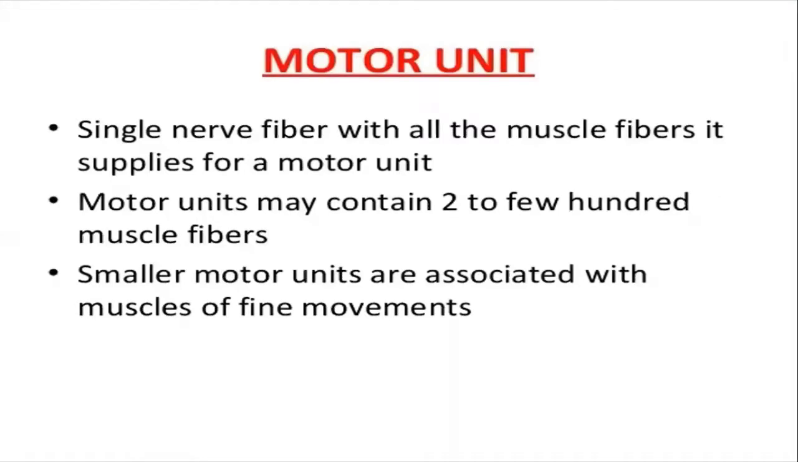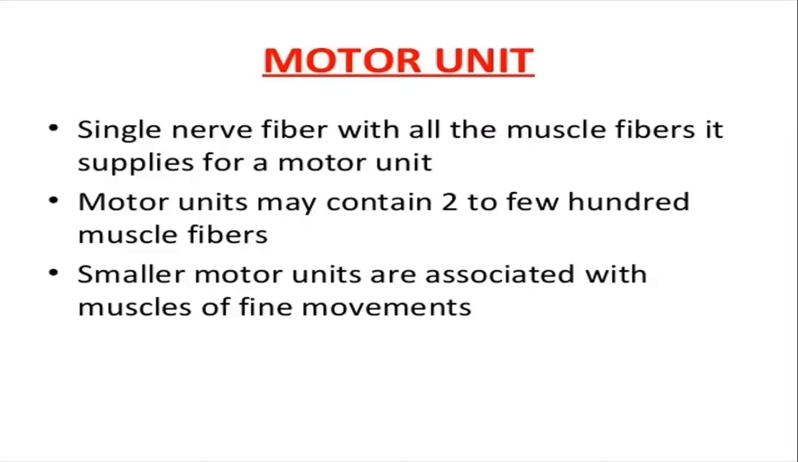A motor unit is a single nerve fiber and the number of muscle fibers it supplies. We have seen 3 types of motor unit. One is the small units or the slow units, another is the fast resistant to fatigue units, and the other one is the fast fatigable unit.